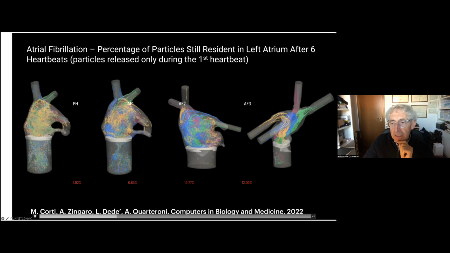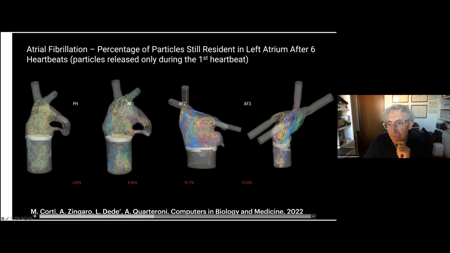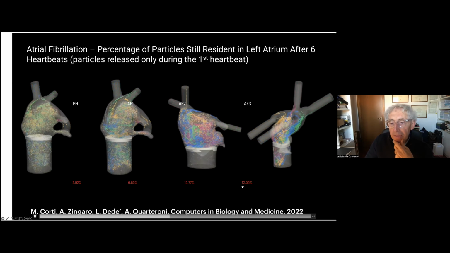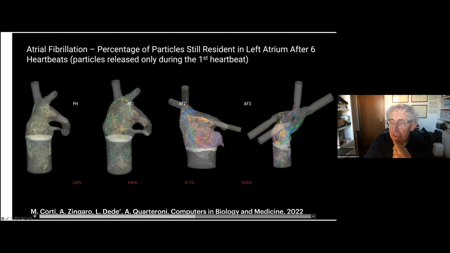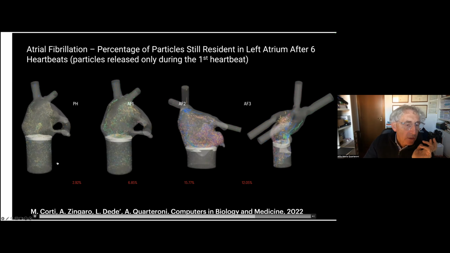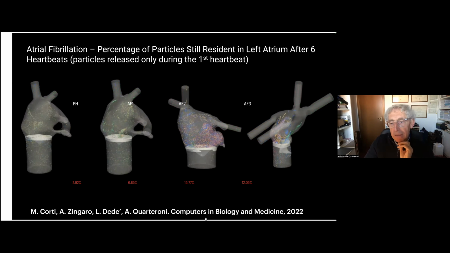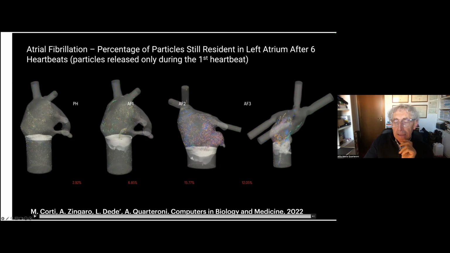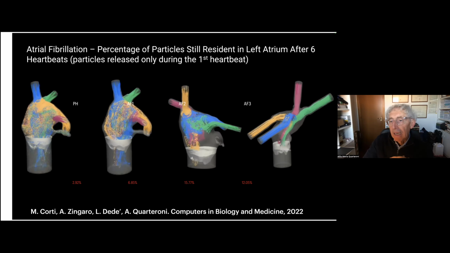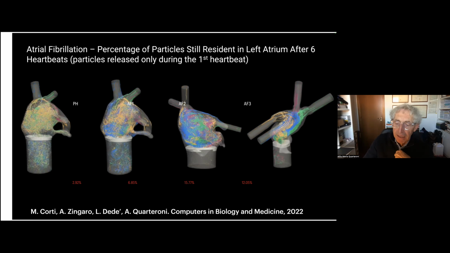And what you see is that for the highest severity, after 6 heartbeats, there will still be 12% of the particles in the atrium, while for a healthy patient, you only have 3% of the particles in residence. So it's 4 times higher. And this is important because it basically explains a possible relation between the fluid dynamics and the electrical rhythm for patients affected by atrial fibrillation.